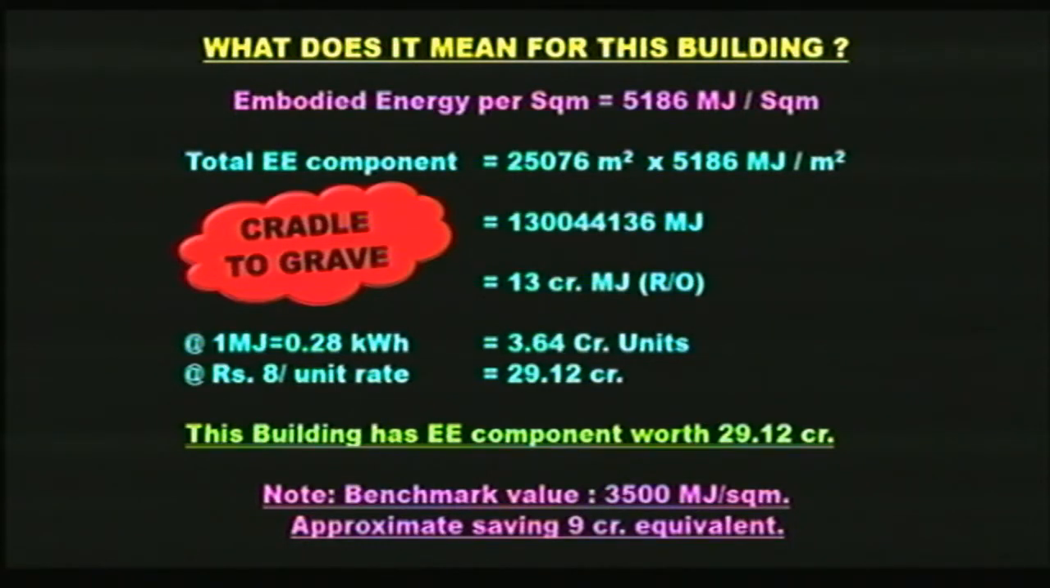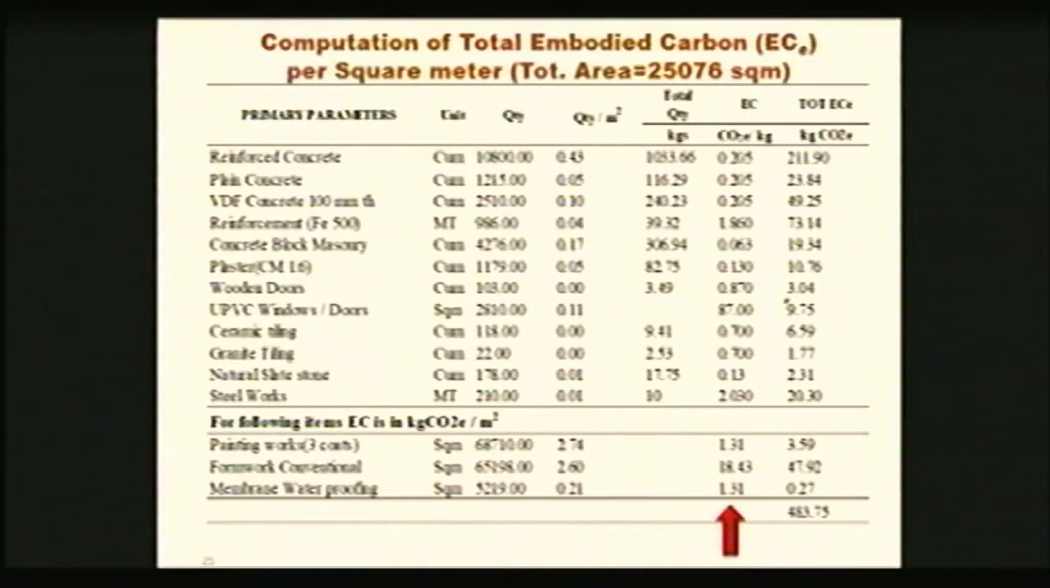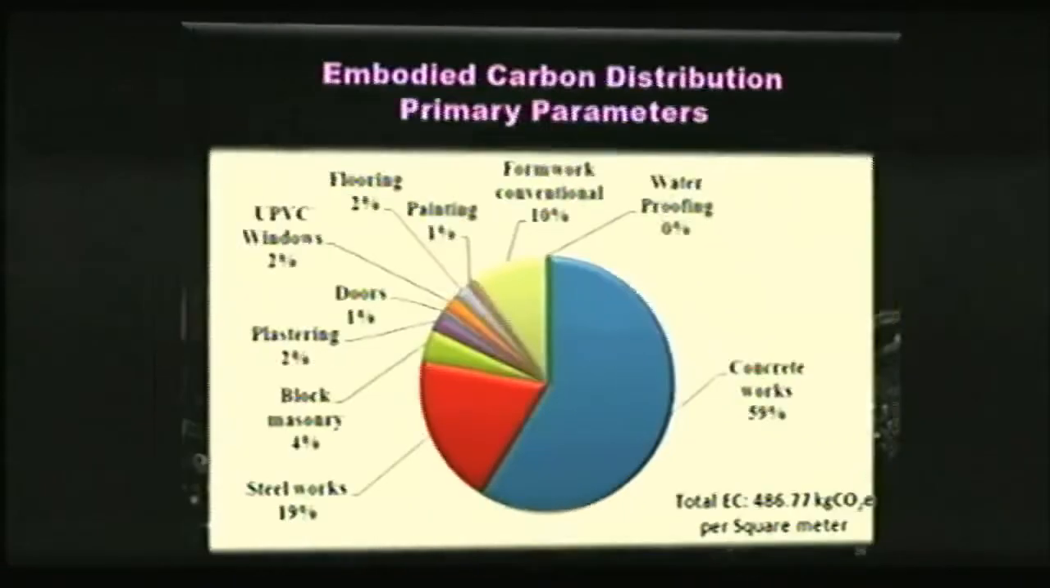If the base value is about 3,500 megajoules for the typical building, and we try to bring 5,200 down to 3,500, it saves approximately 9 crores of rupees. It may not be possible to bring it down to 3,500 because it is the benchmark value. Even if we achieve 50% of it, it can be almost about 5 crores in one building. Similarly, we can identify and calculate the embodied carbon.